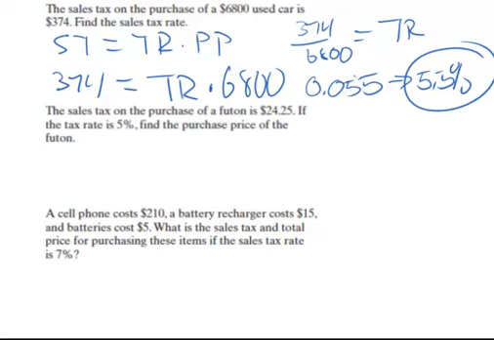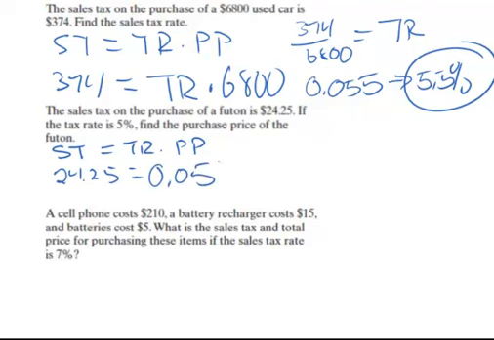All right, let's take a look at the next problem. It says the sales tax on the purchase of a futon is $24.25. If the sales tax is 5%, find the purchase price of the futon. I'm going to keep using my same formula. Sales tax equals tax rate times my purchase price. And so my sales tax is $24.25. My tax rate is 5%, so as a decimal, that's 0.05 times my purchase price.